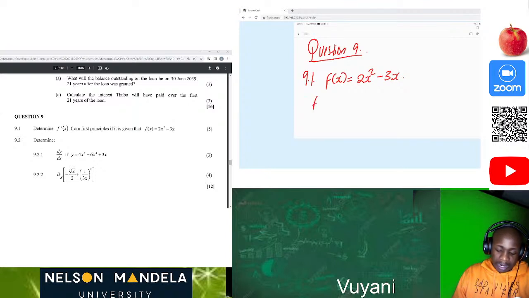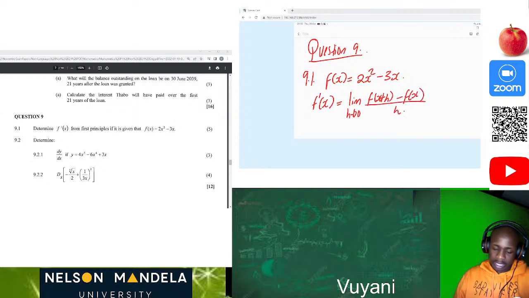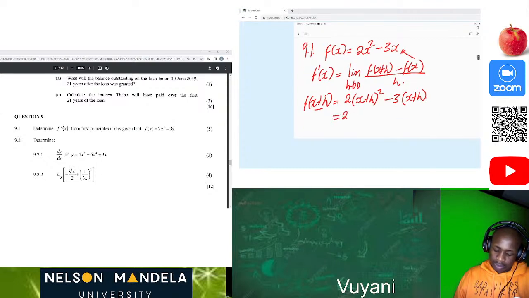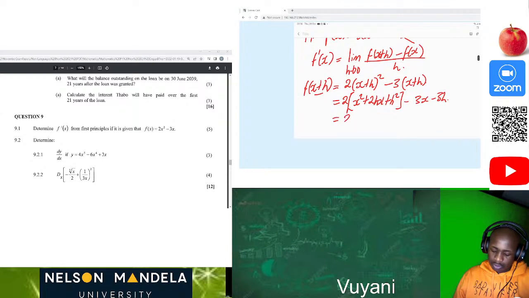So now let's go. So f prime of x is equal to the limit as h approaches 0 of f of x plus h minus f of x, all divided by h. So now we are given f of x, but we don't have f of x plus h. So what is f of x plus h? F of x plus h will be equal to 2. Where there is x, now we are substituting with x plus h. So it's going to be x plus h all squared minus 3 times x plus h. This is equivalent to 2 then x squared plus 2hx plus h squared minus 3x minus 3h. This is now 2x squared plus 4hx plus 2h squared minus 3x minus 3h.